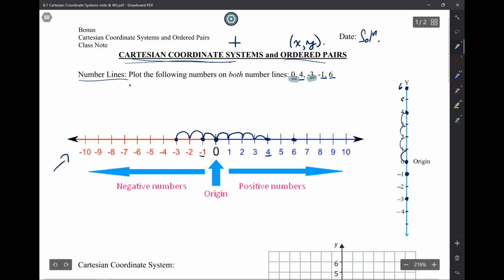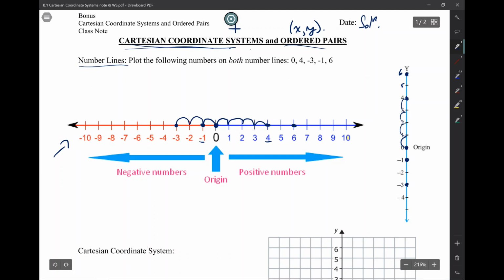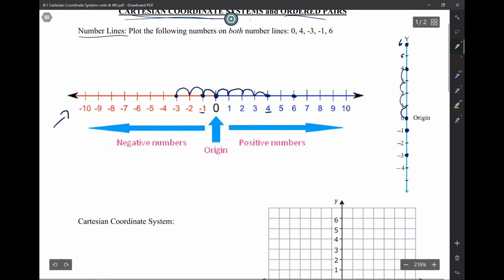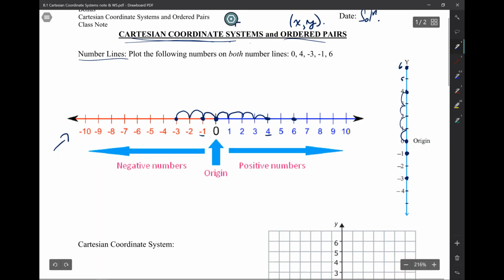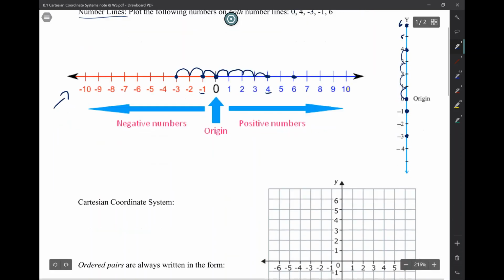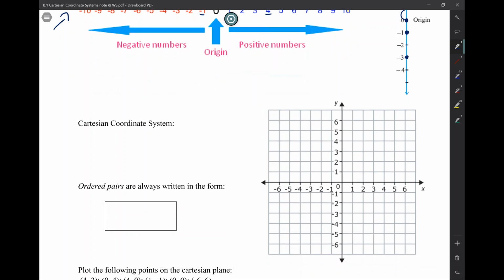Now, you'll notice number lines that you may not have used number lines in quite a few years in school, directly, that is, but we do actually use them every day when we're plotting on a Cartesian coordinate system, because a Cartesian coordinate system is just two number lines put together.